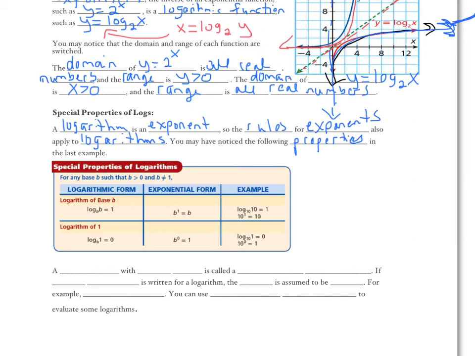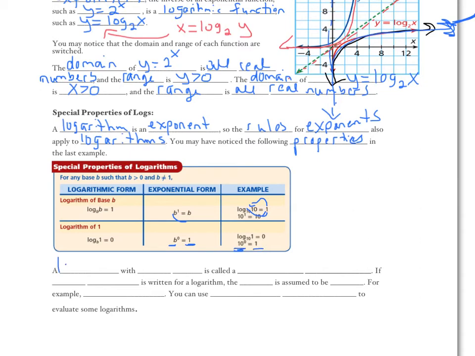So if we have log base b of b equals 1, that would mean that b to the first equals b. Okay, that makes sense. Log base 10 of 10, well, 10 to the first equals 10. And for the logarithm of 1, if we have log base b of 1 equals 0, that's because b to the 0 equals 1. And log base 10 of 1 equals 0, that's 10 to the 0 equals 1.